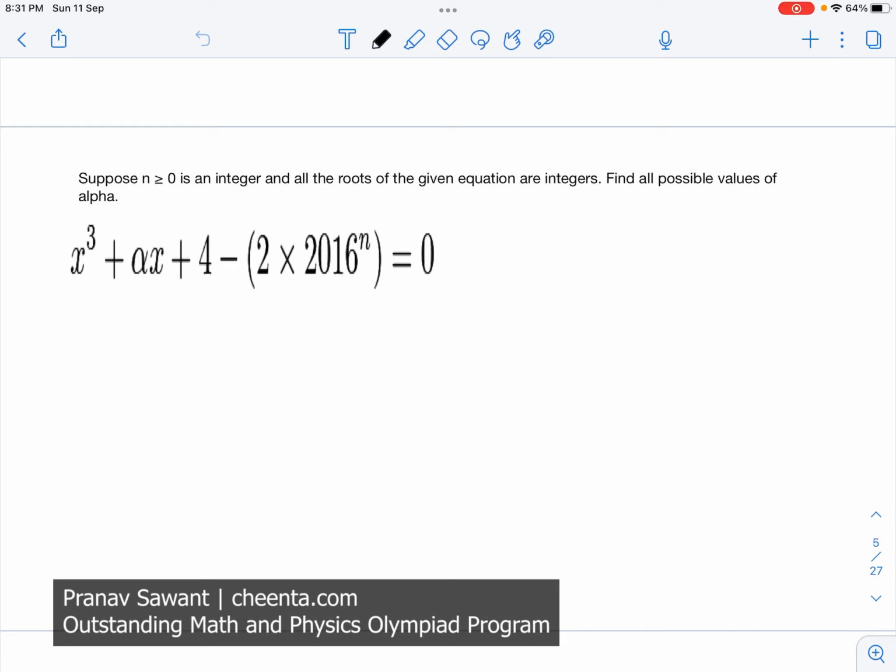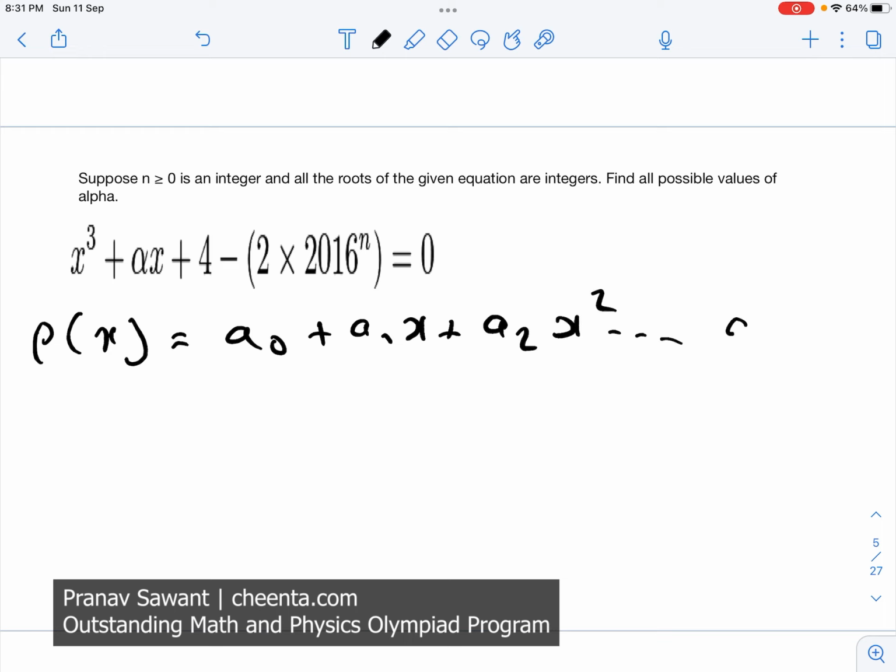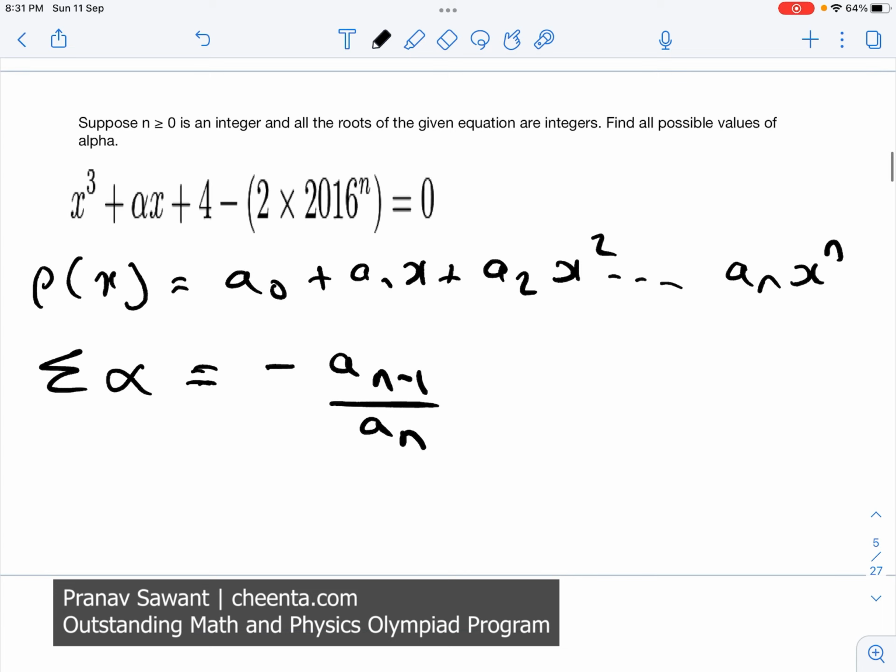So for example, we have a polynomial p of x is equal to a0 plus a1x plus a2x squared till an x to the power n, right? If let's say this is the polynomial, then Vieta's relations tell us that the sum of roots taken one at a time, so sigma alpha, will be minus a(n-1) divided by an. If we take the sum of roots 2 at a time, these are just notations for sum of roots 2 at a time, that will be a(n-2) divided by an.